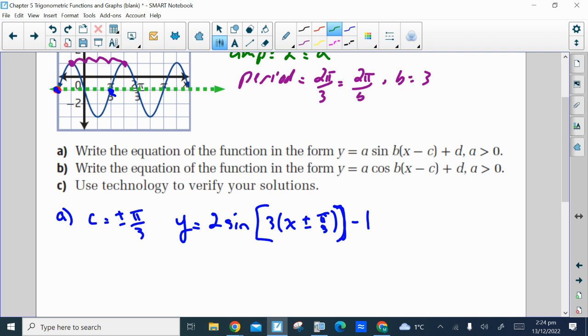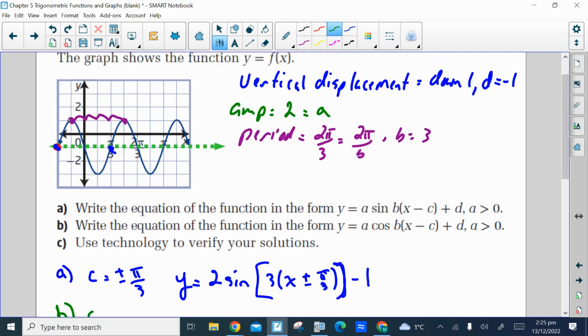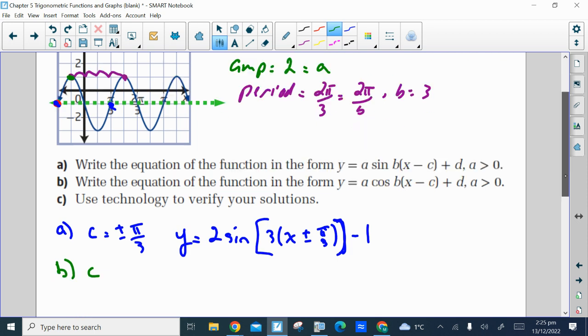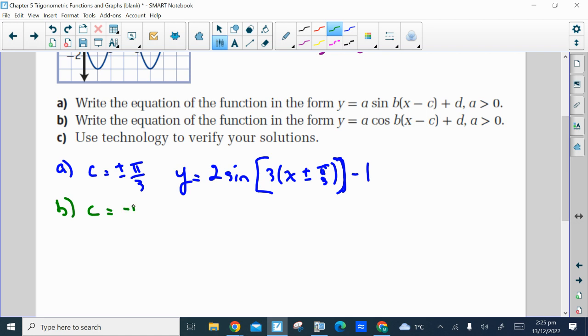Part B says, what if it is a cosine function? The only thing that'll change is our c value. Everything else stays the same. So if it's a cosine function, we're looking for the closest maximum point, which is right there. It is 1 unit to the left, so c is negative pi on 6. And the equation would be y equals 2 cosine 3 bracket x plus pi on 6, minus 1.